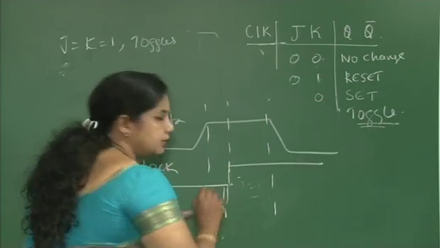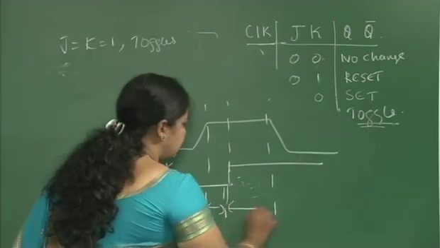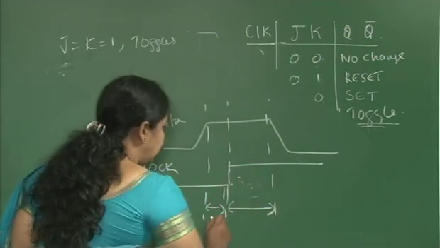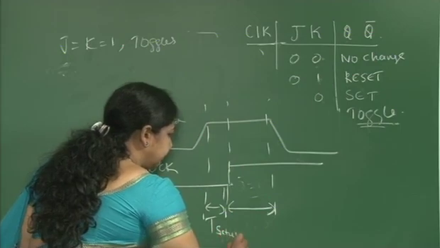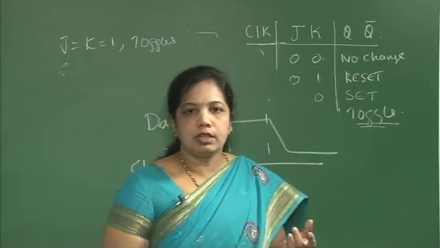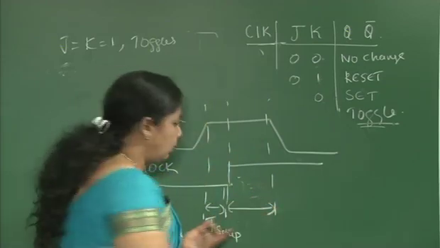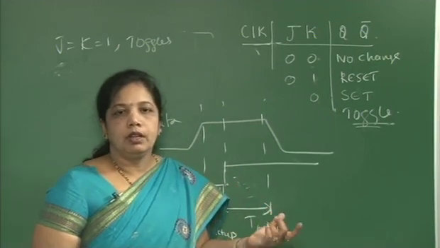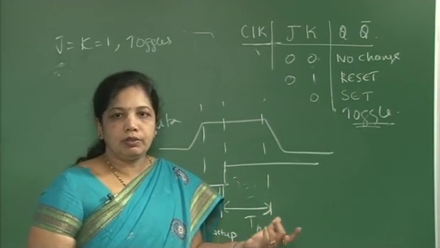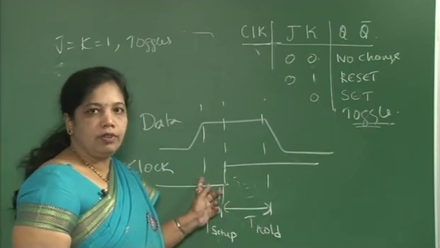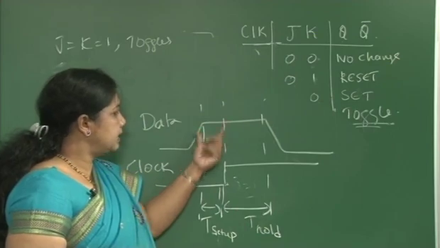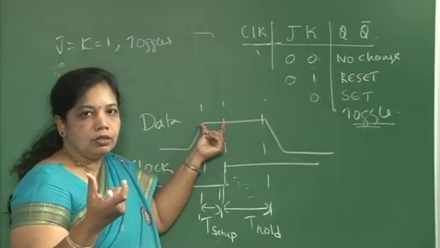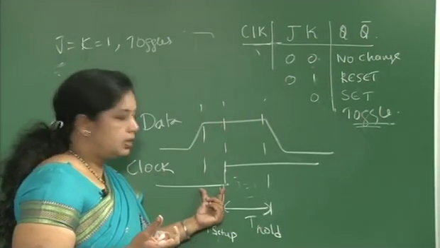Before this clock edge and after this clock edge, we discuss something called timing. This is called T setup, and this we call T hold. What is this T setup time? Setup time is the interval before the clock where the data must be held stable. So before the clock the data must be held stable. You should hold this data. So this is nothing but setup time.